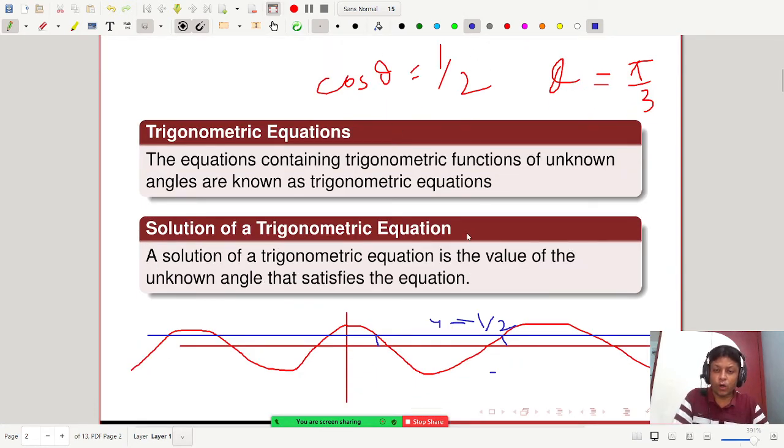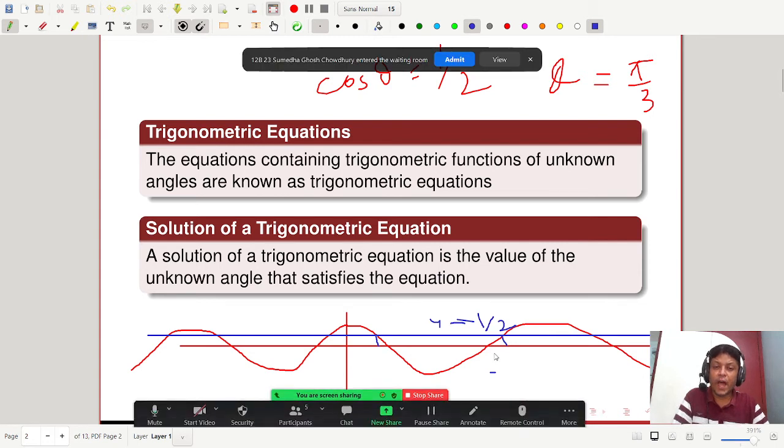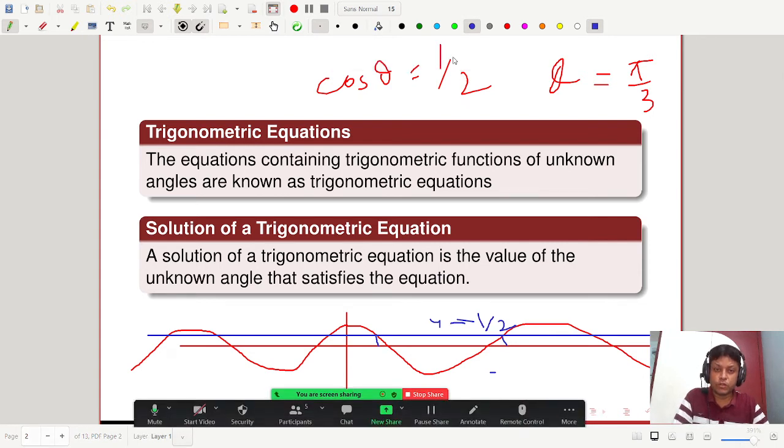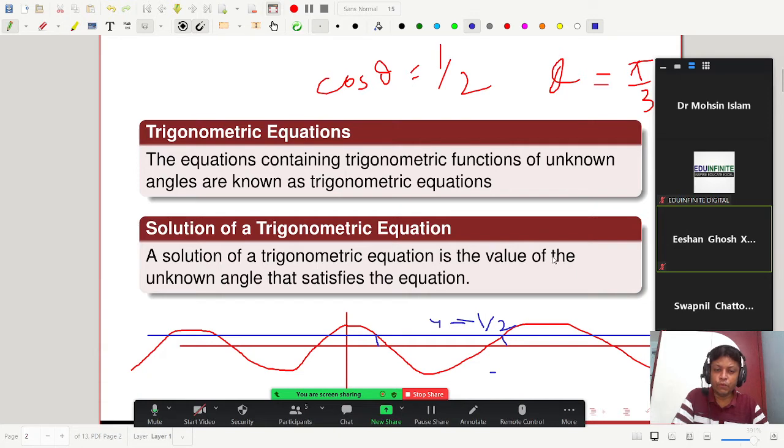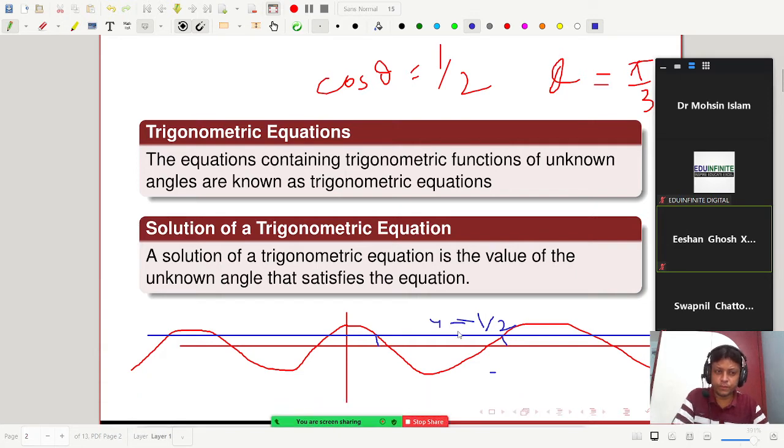So there are so many values of theta which satisfy this equation. Those values are called the solutions of a trigonometric equation. That is the main concept of trigonometric equations. Those values are called the general values. And if you are in 0 to pi by 2 or 0 to 2 pi, those values are called the principal values. Because of the periodic nature of the trigonometric functions, we have so many values.